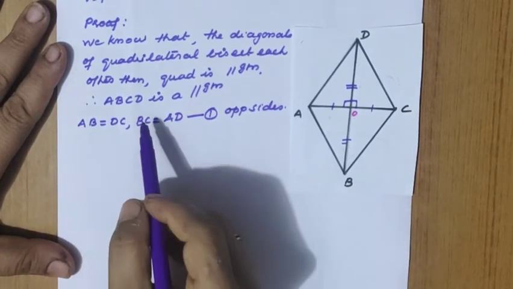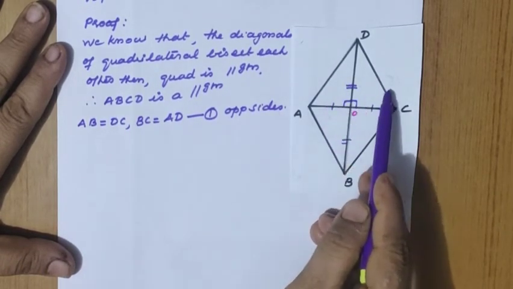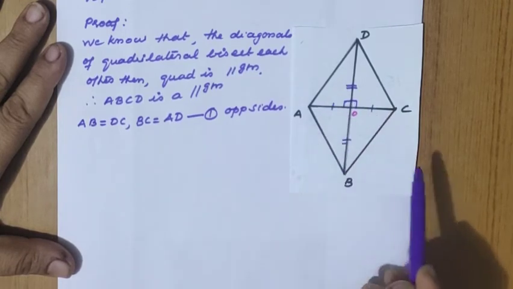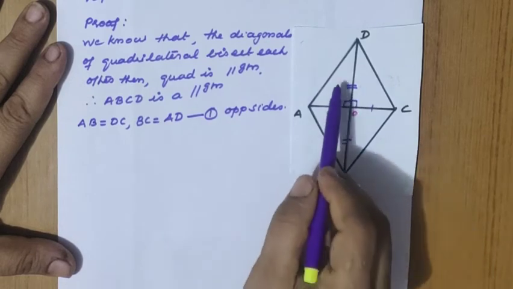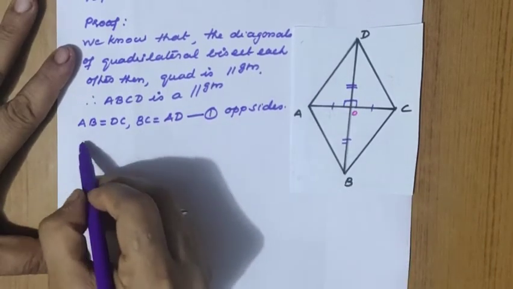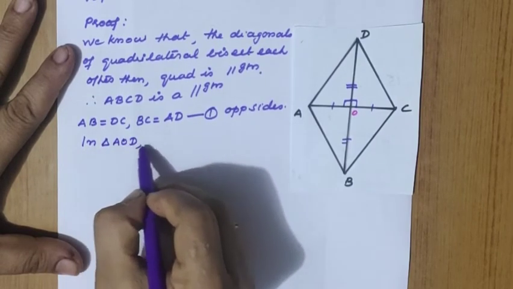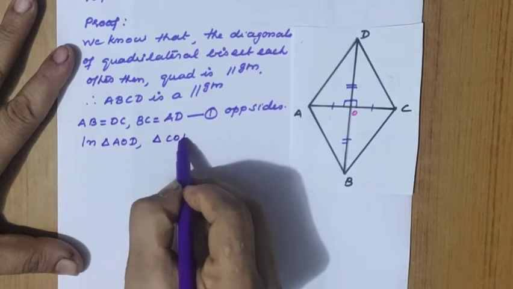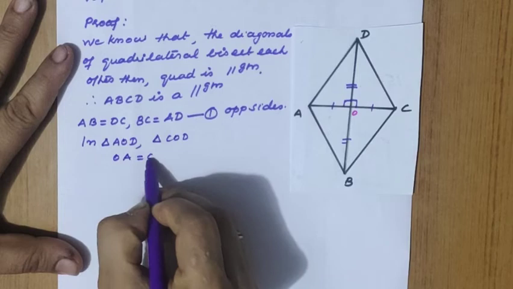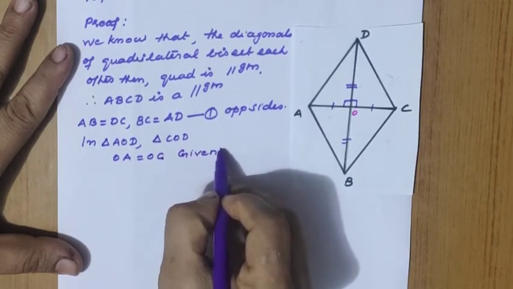Now for this, we have to prove the adjacent sides are equal, right? What we have to prove? Adjacent sides are also equal, then we will get all four sides equal. So adjacent sides as the criteria we will keep in mind, and we will choose the triangle in that way. In triangle AOD and triangle COD, what are the equal parts? OA equal to OC, because the diagonals bisect each other, so we can write it is given.